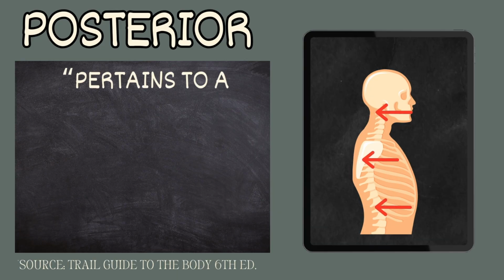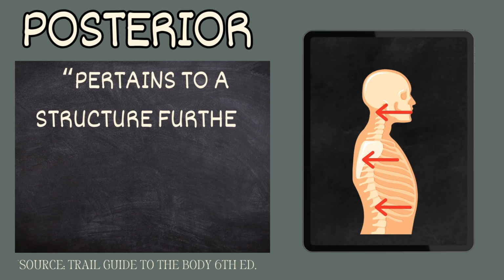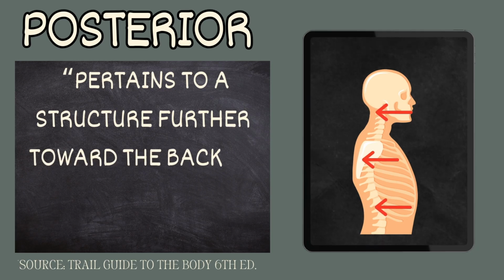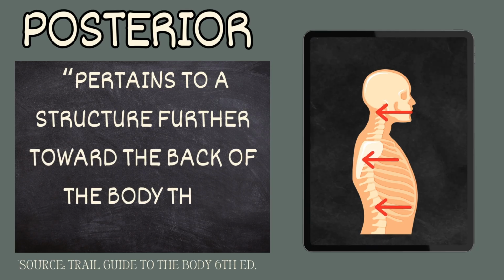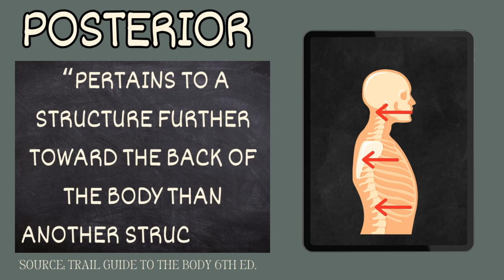And opposite to anterior is posterior. So that's anything that's closer to the back of your body in anatomical position. So your shoulder blades are posterior. Your glutes, or your gluteus maximus, are posterior. Your hamstrings are posterior on your body.